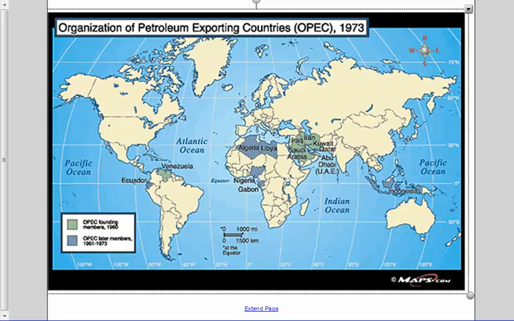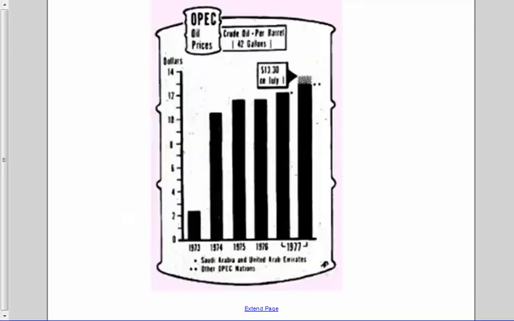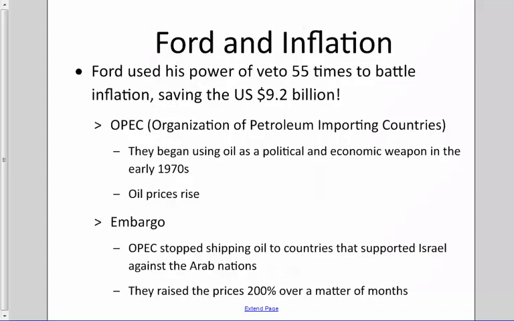They started using it as a political and economic weapon in the early 70s, which means oil prices are going to rise. You can see here oil prices in 1973 and 1974. You see a huge increase in the cost of oil during this time because the different countries in OPEC, most of which are in the Middle East, are using this as a weapon, as a way to pressure the U.S. and other countries to do what they want.